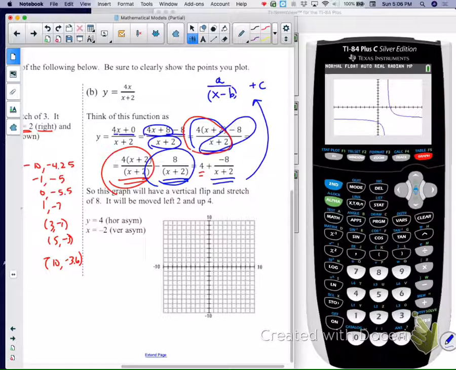It's going to move it 2 to the left because of the plus 2 on the bottom, and it's going to move it up 4 because of the 4 in the front. So that means we have a horizontal asymptote of 4 because it's going to move up, and then we have a vertical asymptote of -2. So let me go ahead and put those in here. -2, and then 1, 2, 3, 4. Okay, so you can type that one in that way.